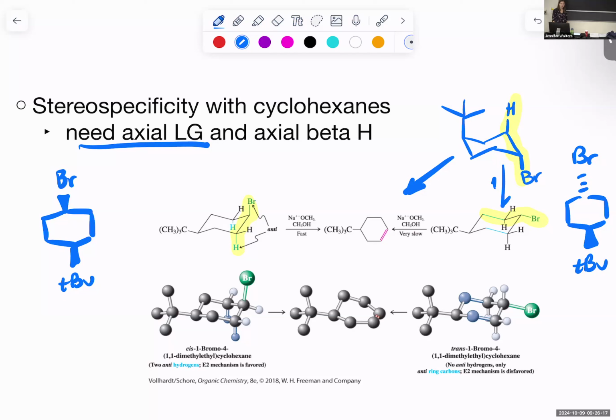Cool. So E2 must be antiperiplanar. And with our rings, we get this extra consideration of the chair stability, in terms of you've got to get your leaving group axial. So you can see different rates in the E2 based on whether or not you can get that leaving group axial to do the E2, to be antiperiplanar.